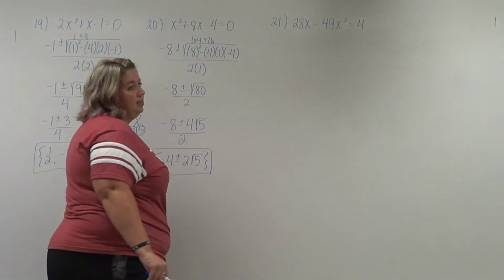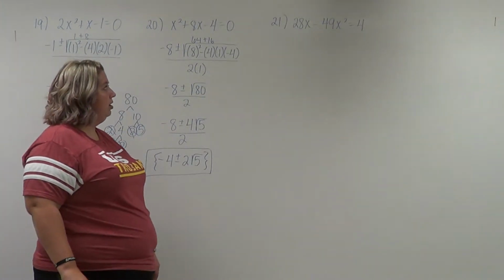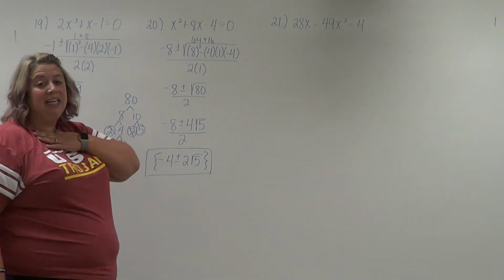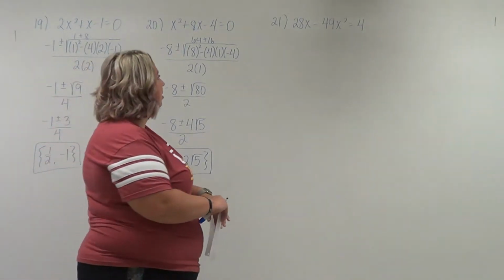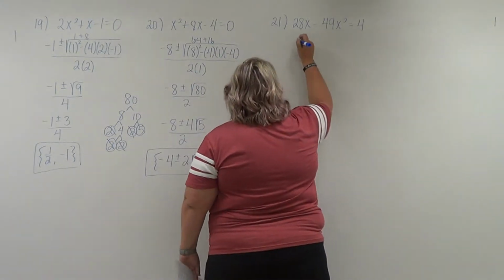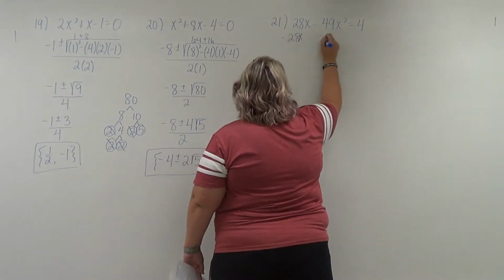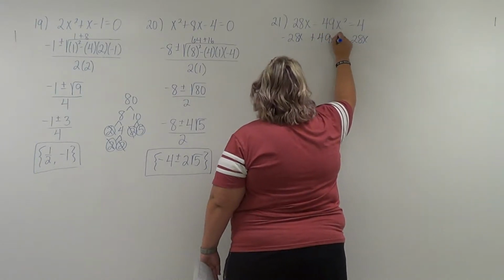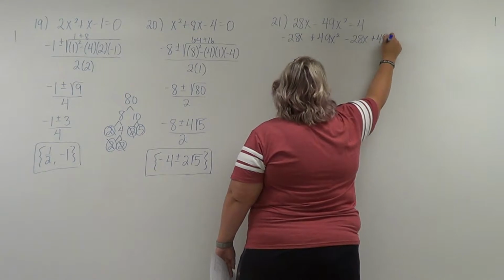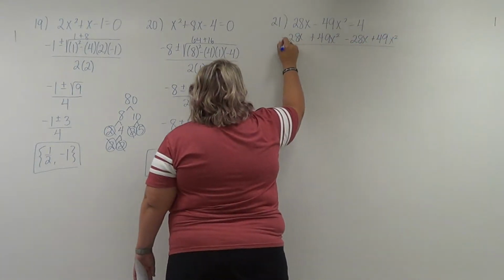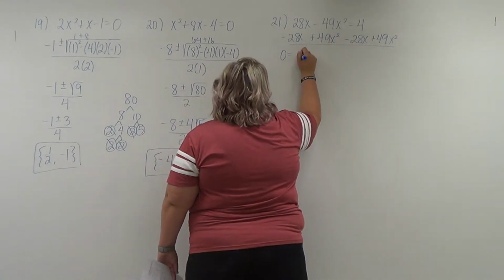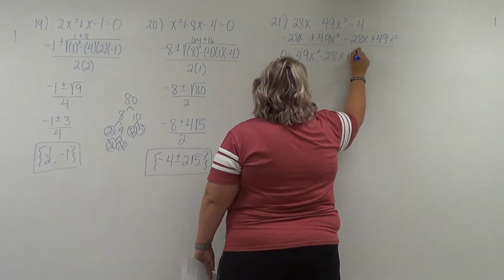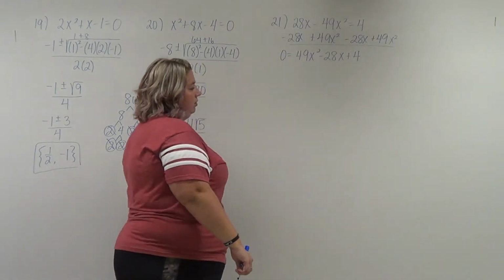Okay, so this one is not in standard form, so I need to get it that way before I start using the quadratic formula. Okay, I think it's easiest when the square is positive, so I'm going to move both of these over there. So I'm going to subtract 28x, and I'm going to add 49x squared. So I have 0 equals 49x squared minus 28x plus 4.